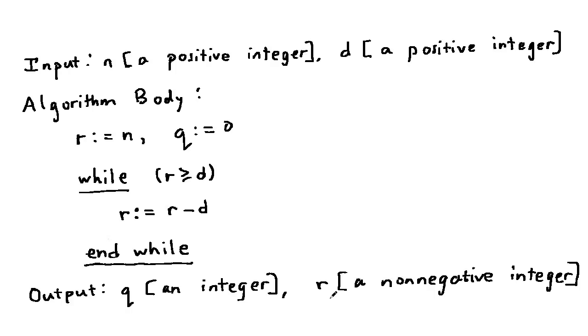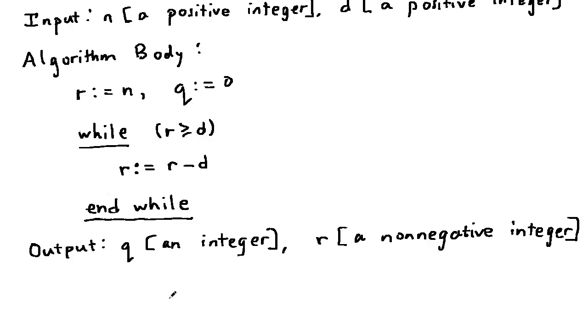Remember that Q will be the number of iterations of the process of subtracting D from N. In other words, Q will be the number of iterations of the while loop. Each time we go through the while loop, we should increase the value of Q by 1. So one of the statements in the body of the while loop should be Q equals Q plus 1.